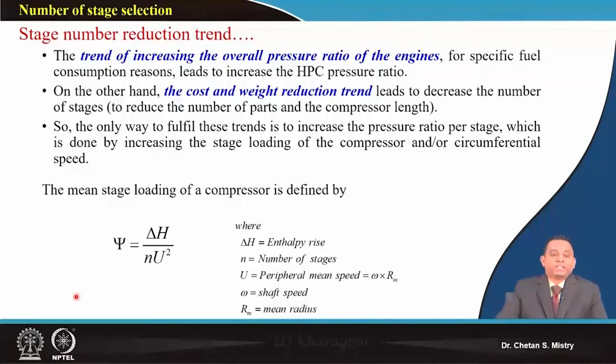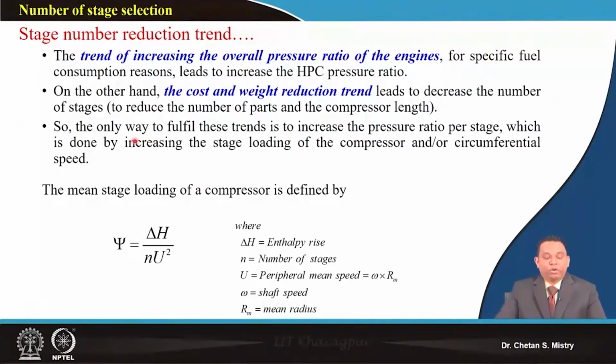So this is a trend. What is our trend? We are looking for a higher overall pressure ratio because we are looking for a reduction in specific fuel consumption, and that leads to an increase in the HP pressure ratio. Okay. On the other hand, when we put cost and weight as constraints, the number of stages needs to be reduced because we are looking for a lightweight engine, a compact engine.